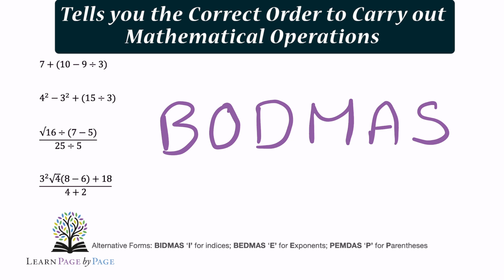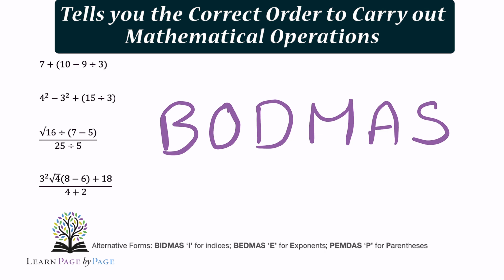So let's get started. Well, what actually is BODMAS? BODMAS purely tells you the correct order in which you should carry out mathematical operations. There are other versions. You might hear of it as BIDMAS, BEDMAS, and probably the version that's very different is PEDMAS, and that's because the P will stand for parentheses, whereas the B in BODMAS is brackets. But I think that's quite universally understandable, so I'm going to stick with calling it BODMAS.